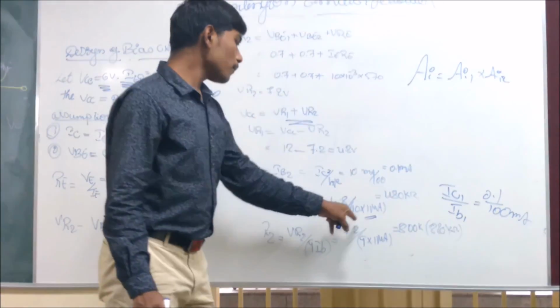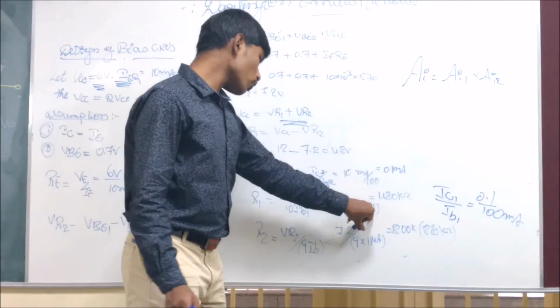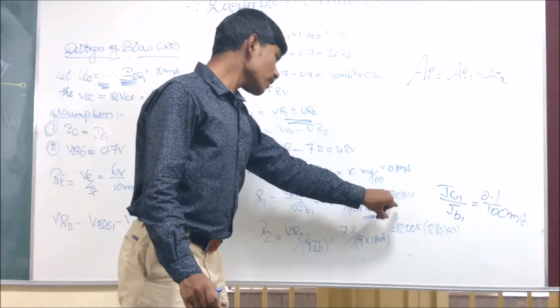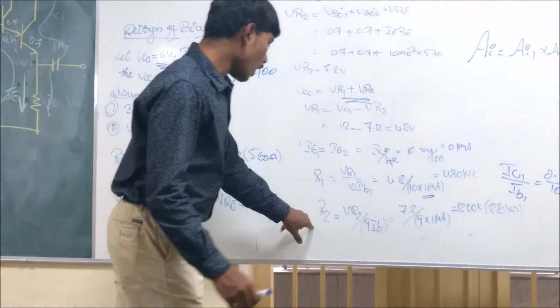That gives me almost 10 microamperes. Oh no, 1 microampere into 10. That's 480 kilo ohms. Okay, and then R2.